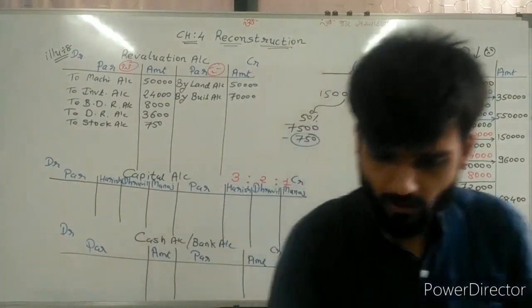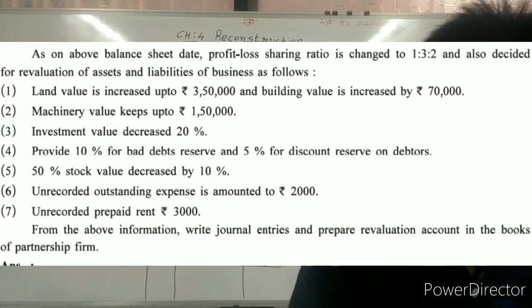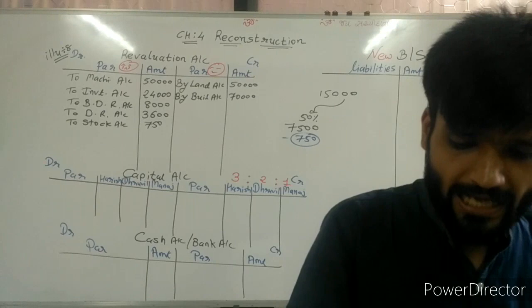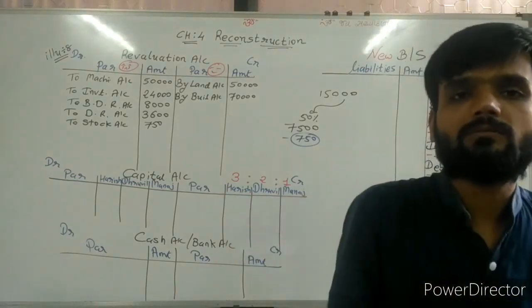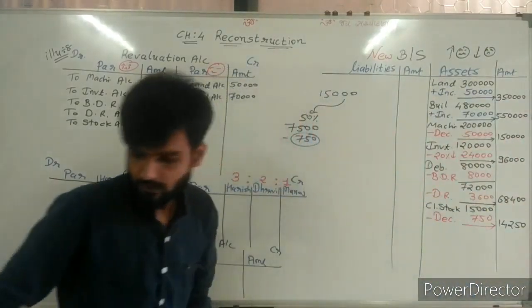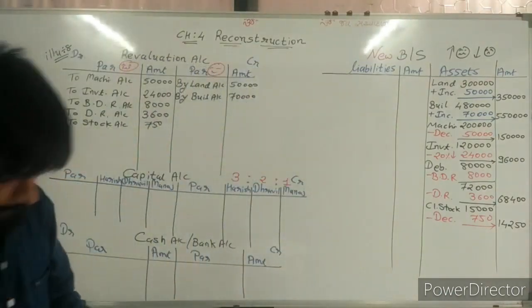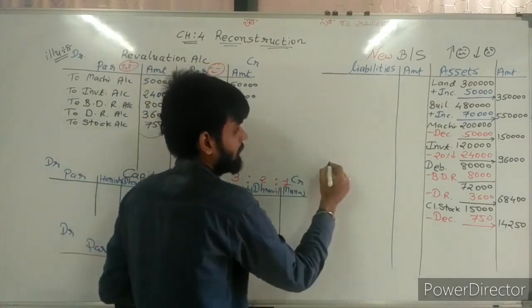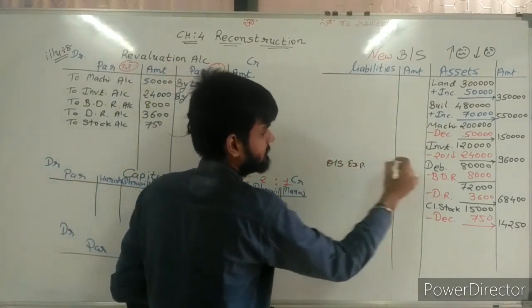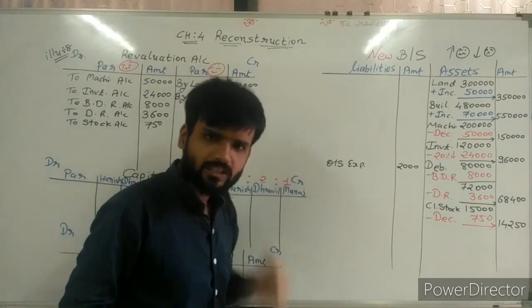Now sir, adjustment number 5 also completed. Adjustment number 6. Unrecorded outstanding expense amounts to 2000. Means expense we need to pay which is not recorded, and that value is 2000. So write down here. First I am clearing the board. Outstanding expense 2000. It is a liability. So we have to write it at the liability side.